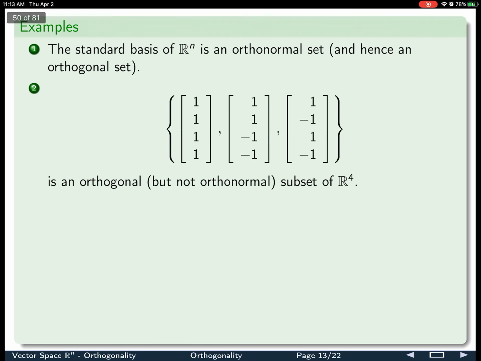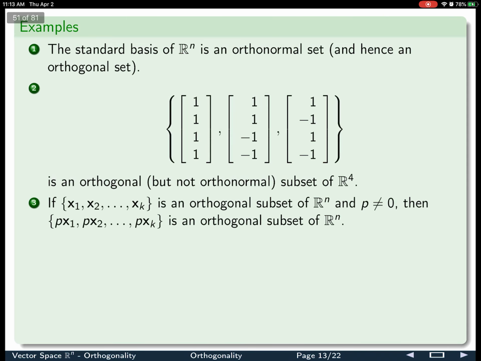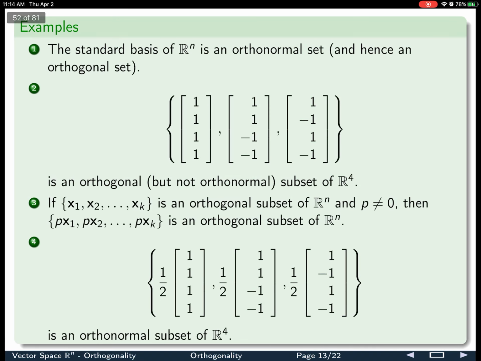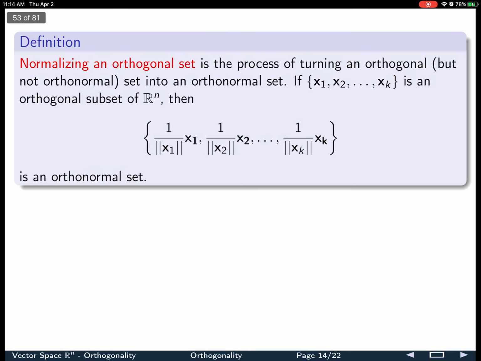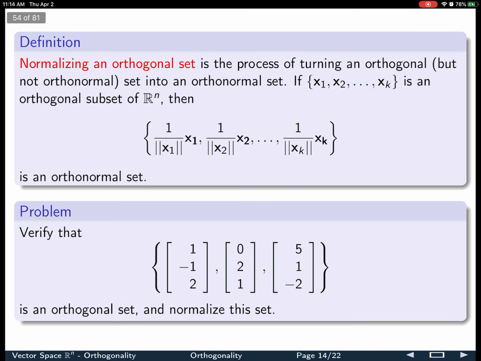Yes, the standard basis is an orthonormal set. That's an orthogonal set, but it's not normal. If you have an orthogonal subset and you scale each of those orthogonal vectors, it's still orthogonal. No big deal there. And yes, if you scale all of those vectors in 2 by 1/2, then you have an orthonormal set. They're all of unit length. Cool? Yes, and this is normalizing an orthogonal set. You're just dividing by the magnitude to make them unit length. No big deal there.